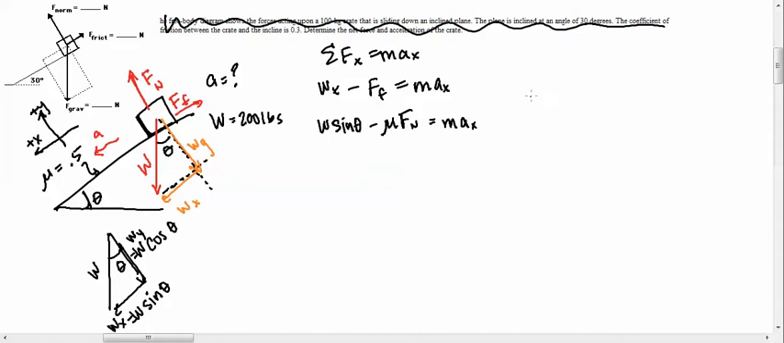The problem is we don't know what this is, and we don't know what this is. Question mark, question mark. So we got to say, okay, fine. If we don't know what those are, and we were looking for the ax, then in order to figure out what Fn is, we should go to the other direction. Let's do it. Adding up all the forces in the y direction is equal to mass times acceleration in the y direction.